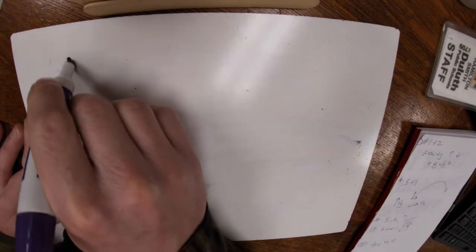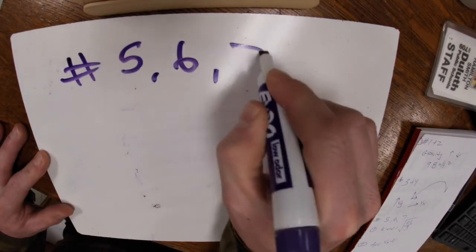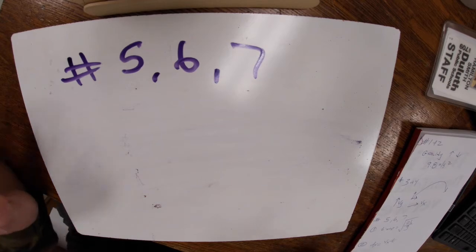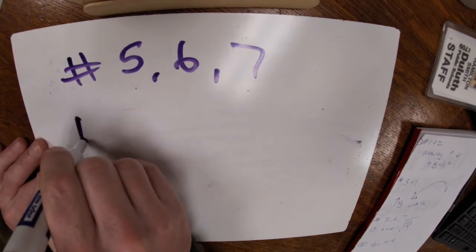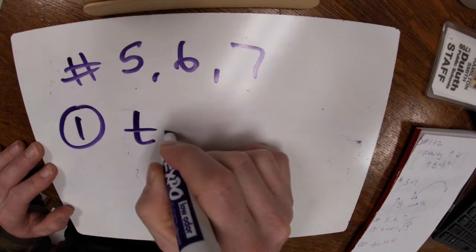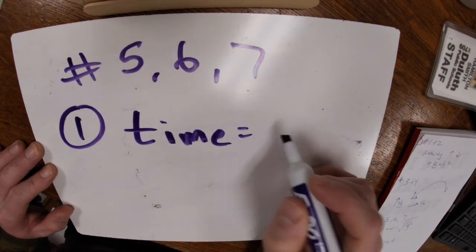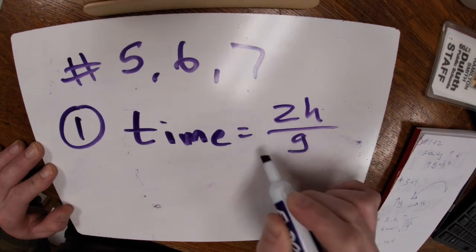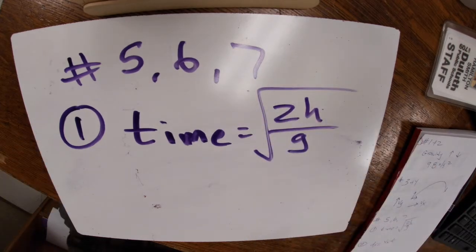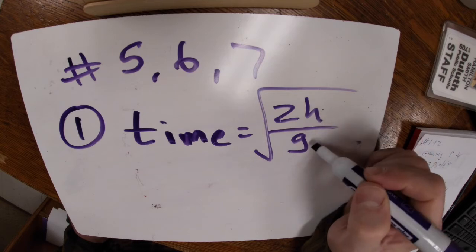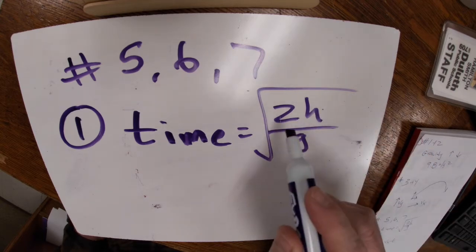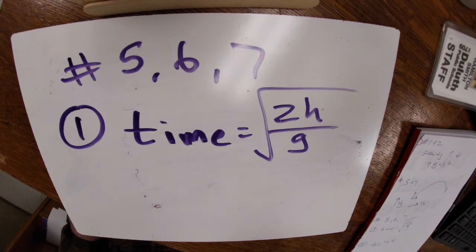For numbers 5, 6, and 7, there are 2 main things I'm going to tell you. First, worry about finding the time that the object is in the air, the time of free fall. This is the equation for the time of free fall. In number 5, it's only asking you for the time, but for questions 6 and 7, you have to find the time before you can find the distance or the range. As long as you have the height in meters and g as 9.8, make sure you multiply, divide, and then at the end take the square root, and that'll give you your time in seconds.